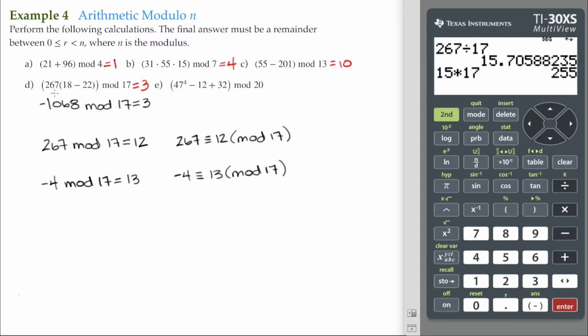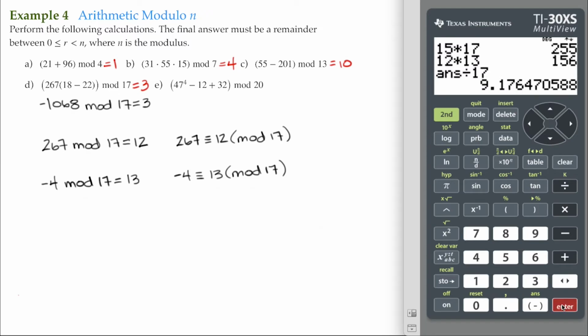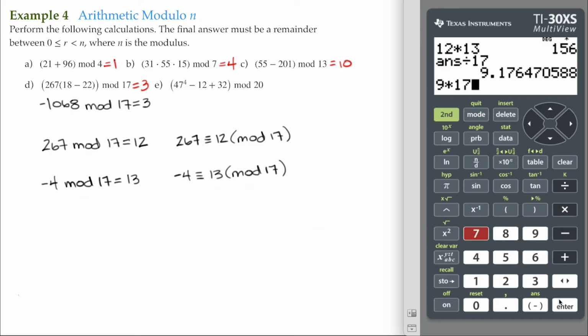So if we have 267 times negative 4 mod 17 is 3, then 12 times 13 mod 17 should also be 3. 12 times 13, that's 156. Divide that by 17. A quotient of 9. 9 times 17 gives us a remainder of 3.